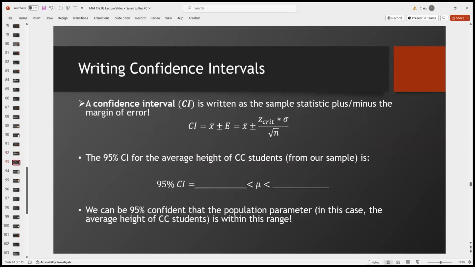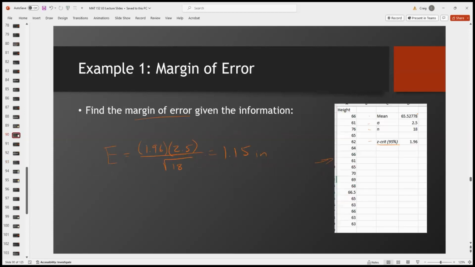If we want to find the confidence interval, it's just the sample mean plus or minus the margin of error. And so if we go back just briefly, our sample mean here, we'll call it 65.53.